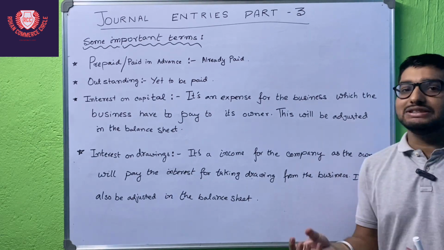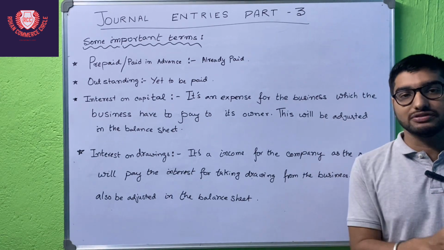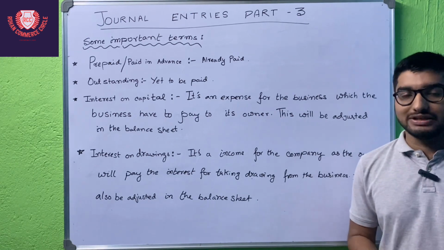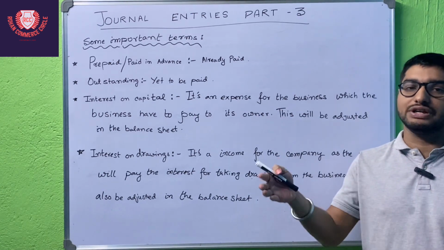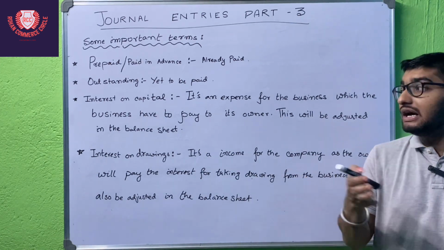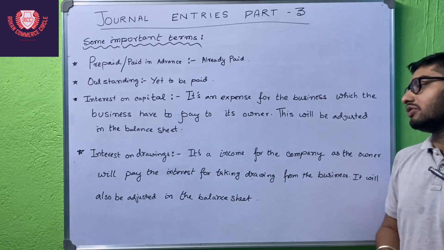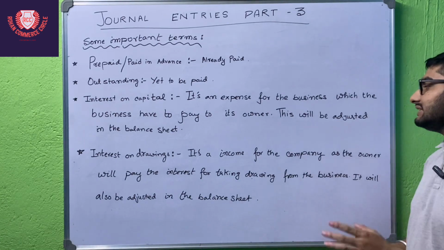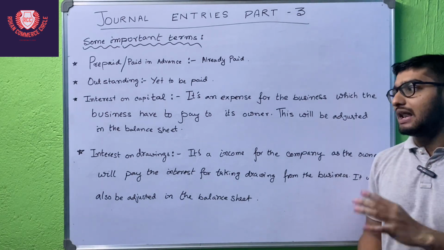So that interest the business has to pay to its owners, because I have already told you that business and business owners are two different entities, right? So the business has to pay the interest to its owners, and it is always adjusted in the balance sheet.